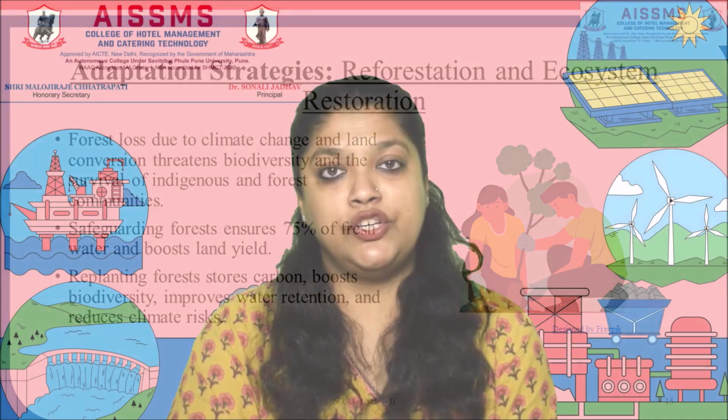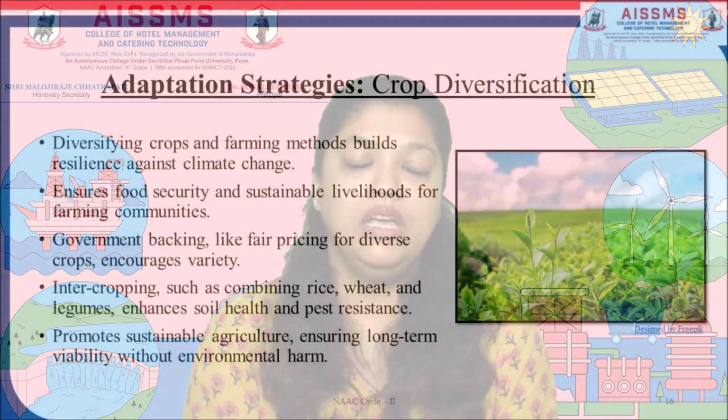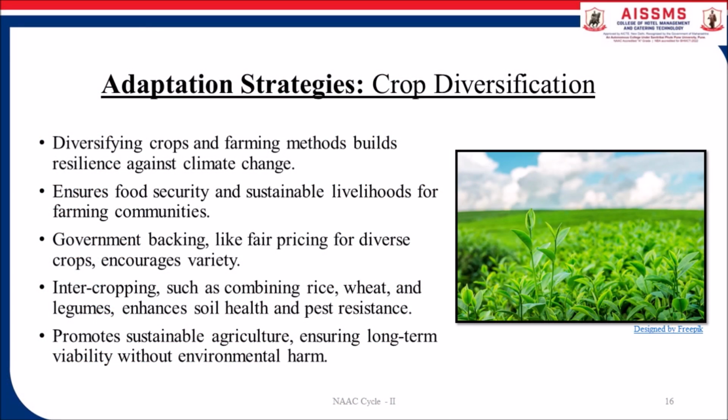Crop diversification. So what do we mean by crop diversification? Diversifying crop varieties and agricultural practices increases resilience to changing climatic conditions, such as drought, floods, and temperature extremes, ensuring food security and livelihoods for communities dependent on agriculture.